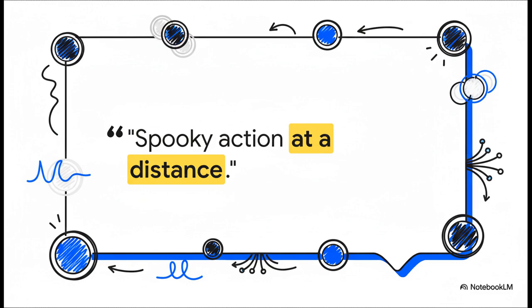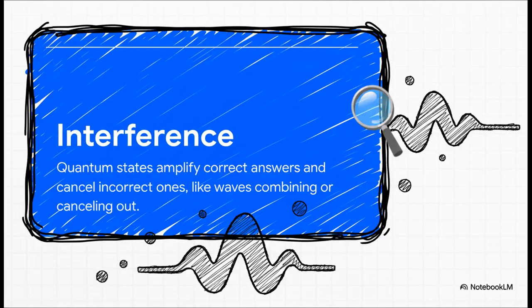And it is completely essential for quantum computing. All right, so superposition creates millions of possibilities, and entanglement links them together. But how do we find the one right answer in all that chaos? Well, that's where our third pillar comes in, interference. This is the quantum computer's secret weapon for finding the signal in the noise.